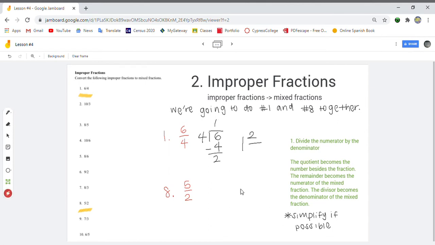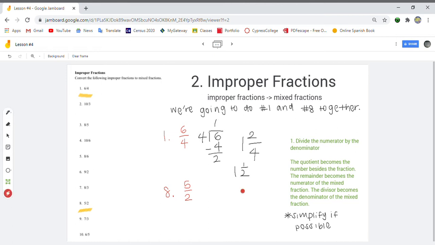And then it says the divisor becomes the denominator of the mixed fraction. This is called the divisor. And we'll place this as the denominator, 4. So it'll be like this. And make sure to keep this in mind that you have to simplify if possible. So looking at this, we can simplify 2 over 4 into halves. So it'll be 1 and 1/2.